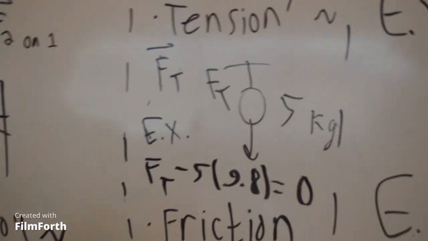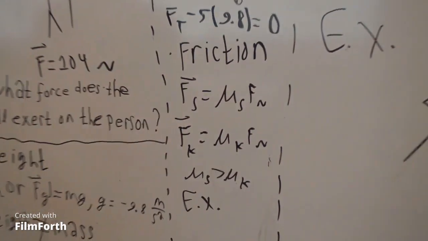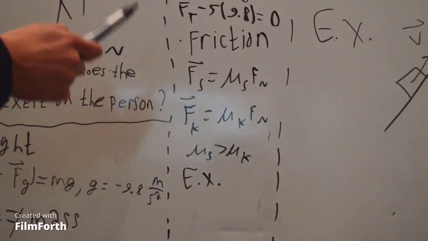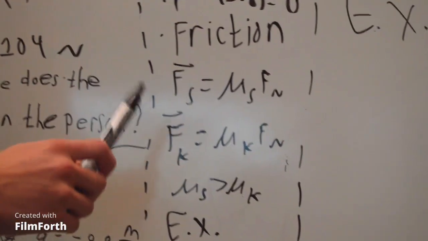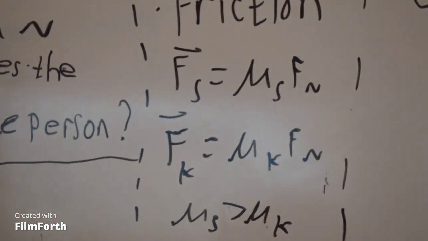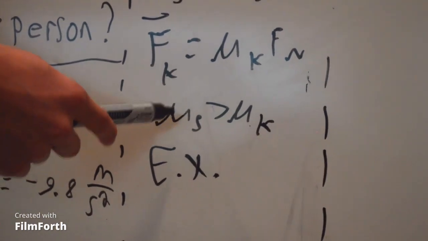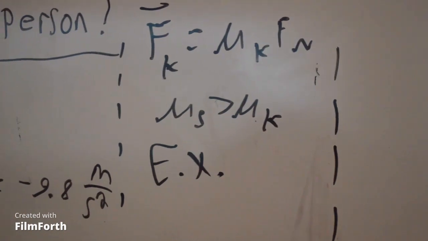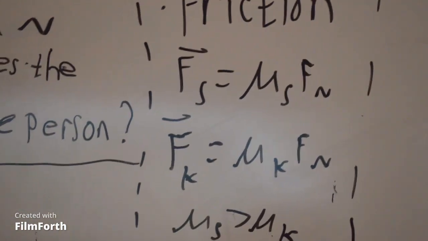The next force we're going to talk about is friction. Friction is a force that opposes an object's motion. There are two types of friction forces, static friction and kinetic friction. The coefficient of friction is also known as mu, and it has no units. Static mu, the coefficient for static friction, will always be greater than kinetic friction, because it's harder to get an object to move than keep it in a constant velocity.